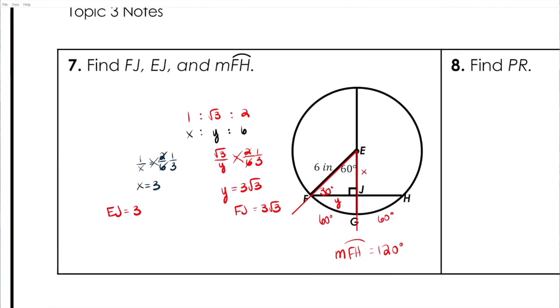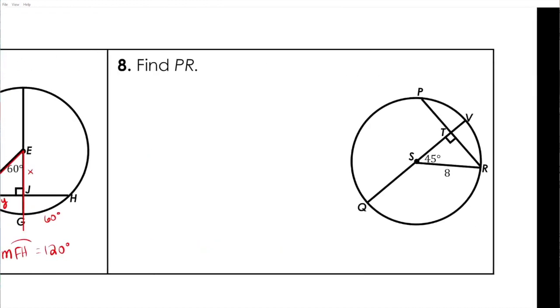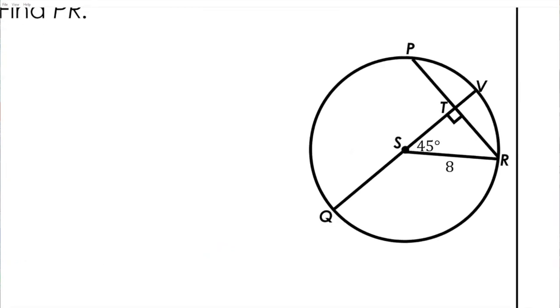30, 60, 90s are never going to go away. Oh, look at there. We've got a 45, 45, 90. Reverse.